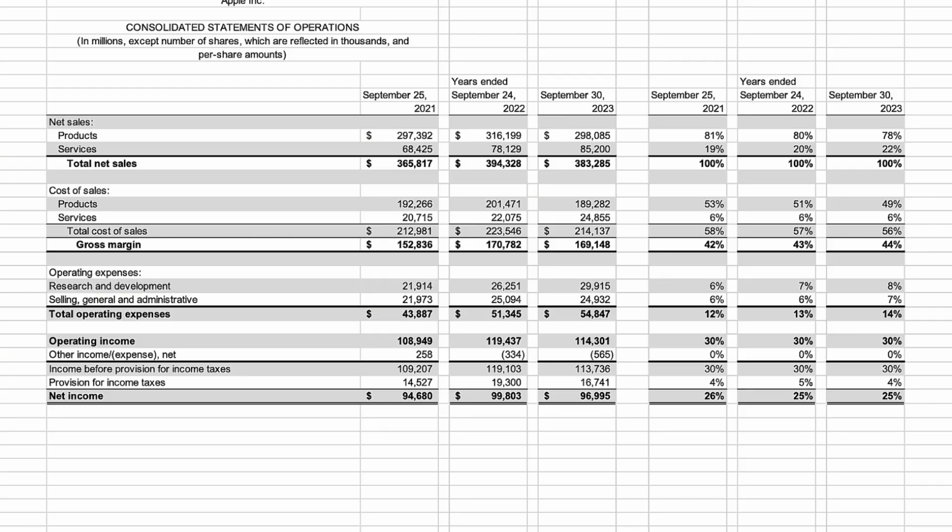So what we have here is the income statement for Apple. And all you can see here is the percentage of each line item in relation to the total net sales for that current period. And as you can see, the biggest expenses for Apple are their cost of sales for their products and the cost of sales for their services and their research and development. It can kind of fluctuate up and down.